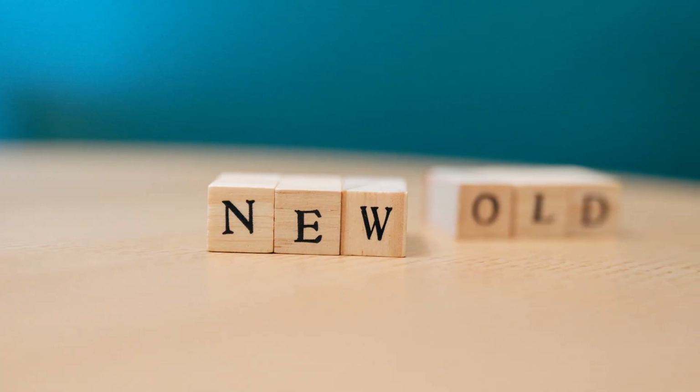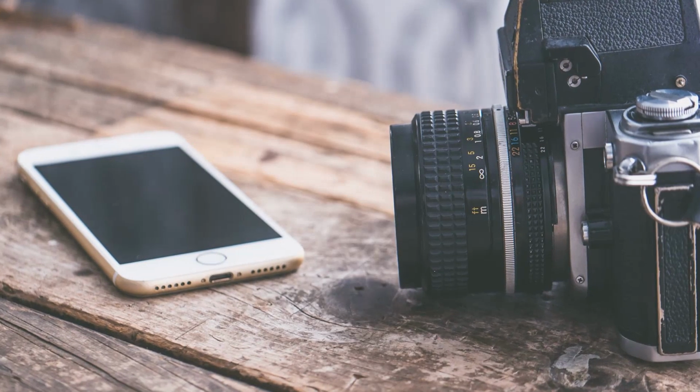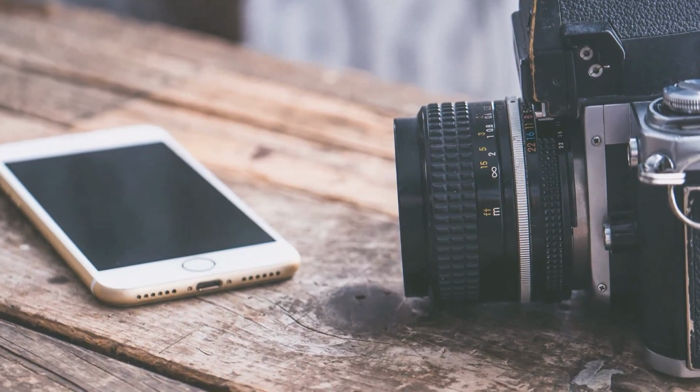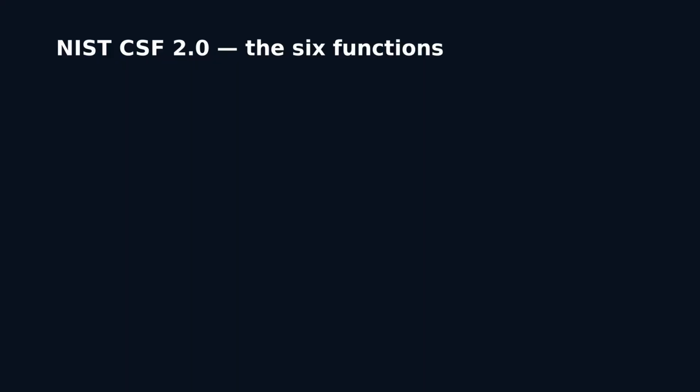Let's go. 30 seconds of orientation, because version 2.0 changed things and half the internet's tutorials are outdated. The framework now has 6 functions, and the new one changes the politics of your job. Govern is the new 6th function, and it's aimed at the top floor. Leadership sets the risk appetite, owns the policies, and reviews the outcomes. Cybersecurity risk is now formally a business risk.